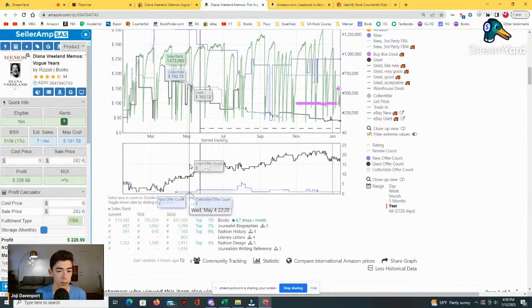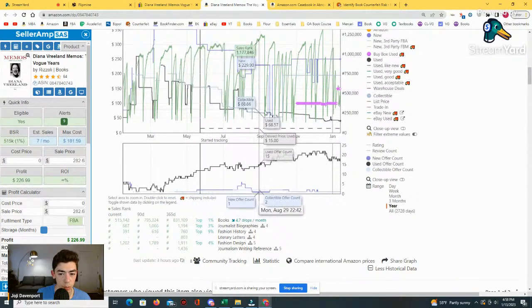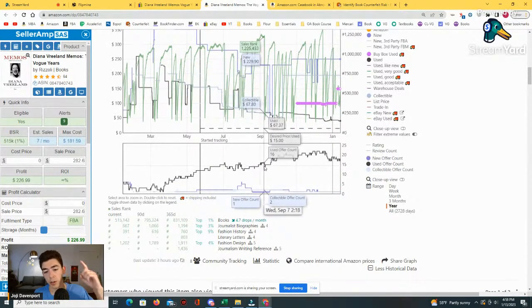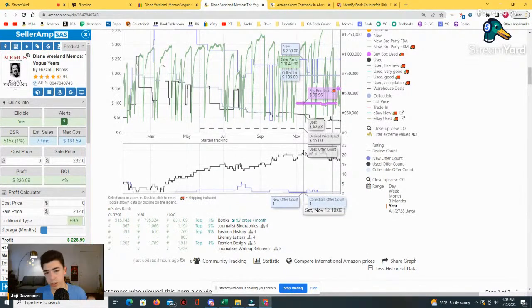What you notice about this book is that its lowest used price is coming down over time. And the reason for that is the used offer count is going up, which means there are more sellers coming on the listing. It just makes sense, basic supply and demand: as more people come on the listing, the price of that book should come down, because there's more downward pressure on price. There are more people trying to sell the book, which means they're going to be more competitive with the price because they want to get a sale.